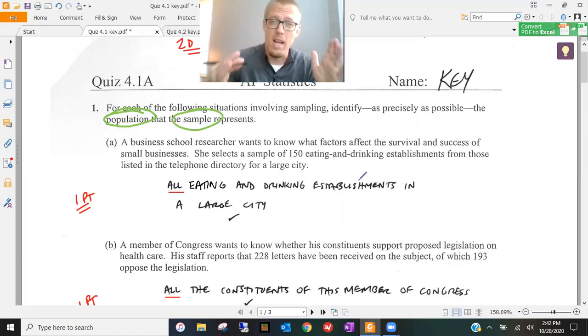So the question has a lot to do with what do we care about? That defines your population. And then because of the fact that populations are so huge and so many people or things are involved in that, we rarely have access to a census. We rarely have access to get that kind of information.